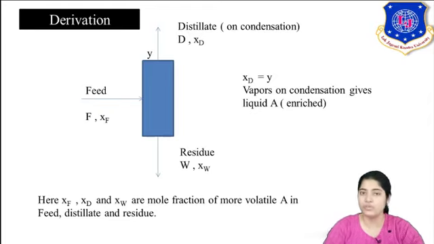Here XF is the mole fraction of the more volatile component in the feed. Similarly, distillate. Distillate is what? Vapors on condensation give you distillate. Molar flow rate is D, and the mole fraction of distillate is what?